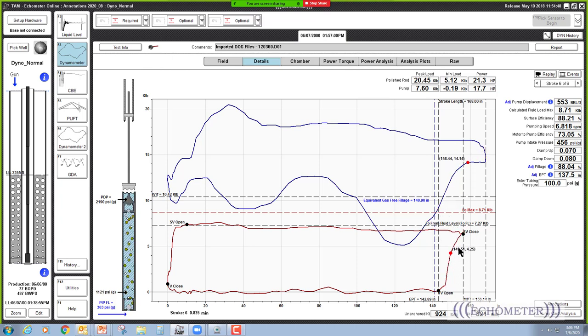And from here to here, we talked about last week, is how much free gas is in the pump when the traveling valve opens, from this point to that point, from that blue line to that black line. This is how much free gas entered the pump chamber. So you see a compression curve if you have incomplete pump fillage on the right-hand side of the pump card. Now, that would be the question he asked.